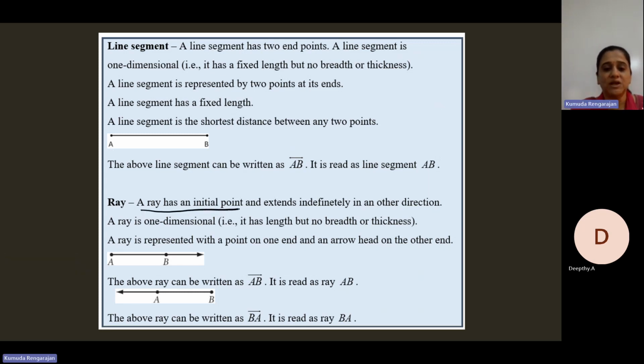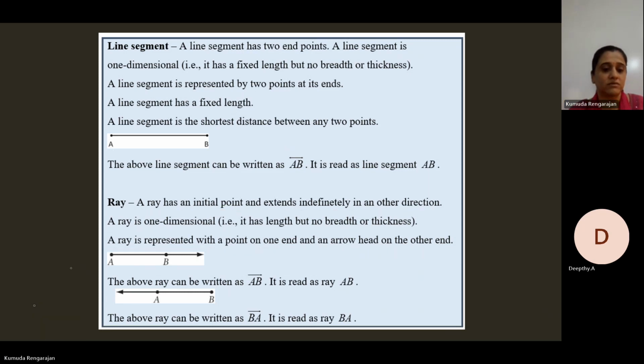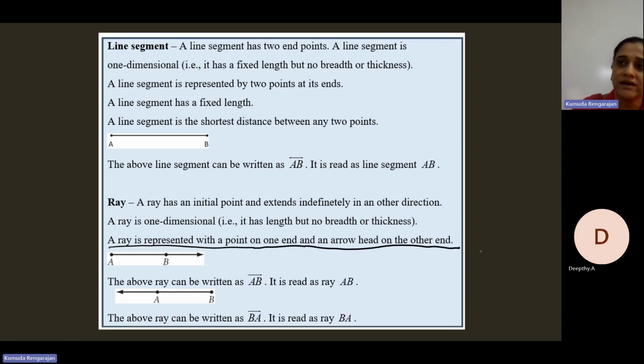So a ray has an initial point and extends indefinitely in another direction. A ray is one dimensional. A ray is represented with a point on one end and an arrowhead on the other end. Correct?